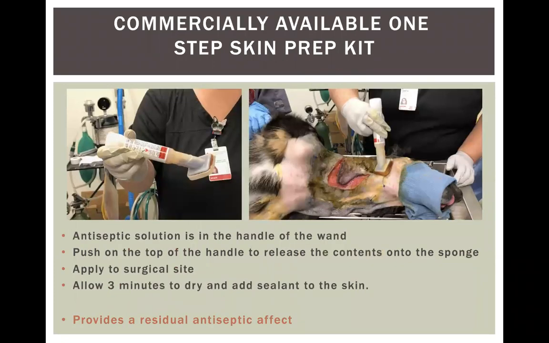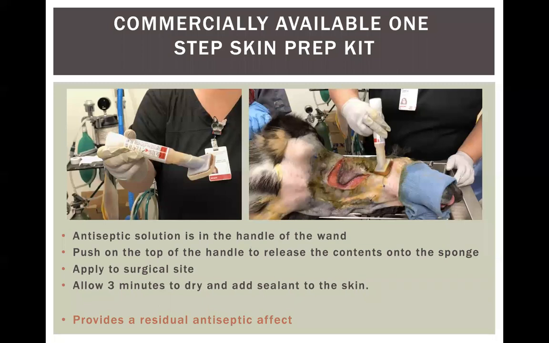Now, where we've moved to, and actually last year we moved to this in the operative practice lab, is we're purchasing the one-step skin prep kits. And these come with either chlorhexidine, betadine, you can buy whatever you want. They also come in different colors. But it looks like one of those soap wands you might scrub your dishes with.